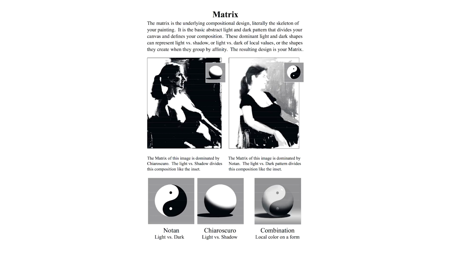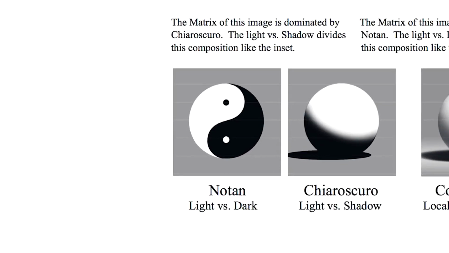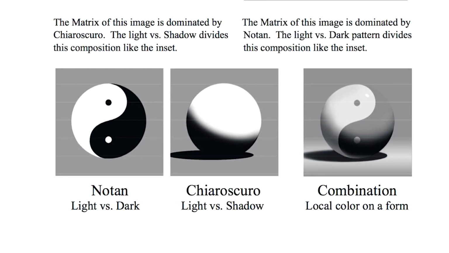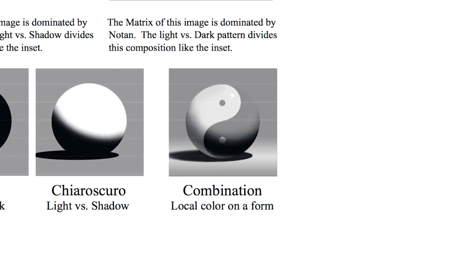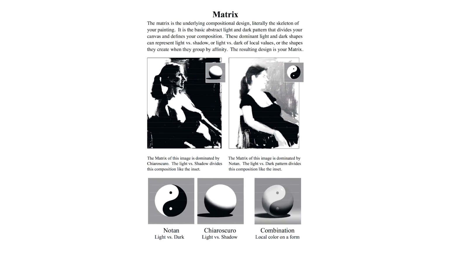Below that, you're going to see the notan, which is light versus dark, and that's the pattern in here. Next to that, you're going to see the effect of light versus shadow and how that would break down. And then in this image, you're going to see the combination of the two. What we see in reality is really a combination of the two. We don't really see one without the other.